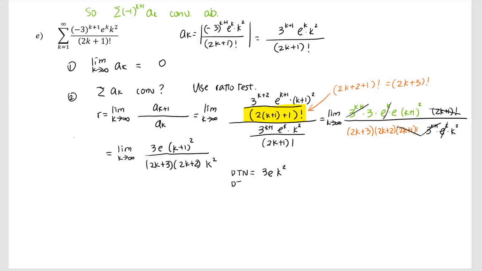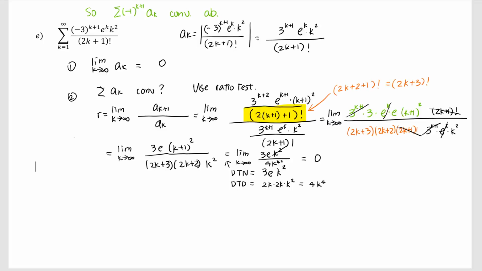How about the dominant term of the denominator? Well, that's 2k times 2k times k squared. So that gives us 4k to the 4th. So this limit equals 3e k squared over 4k to the 4th. And we can see k squared cancels with the 4. We still have k squared left in the denominator. So when k goes to infinity, this is 0.